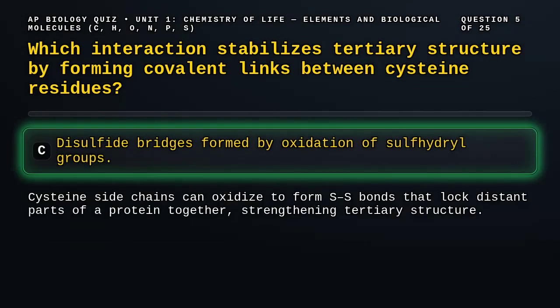Correct answer, C. Sulfur-containing cysteine residues can oxidize to form covalent disulfide bridges, locking parts of the polypeptide together and strengthening tertiary structure, especially in extracellular proteins.